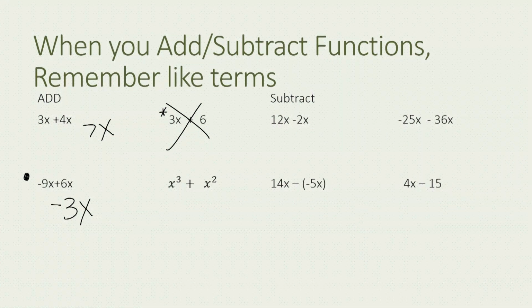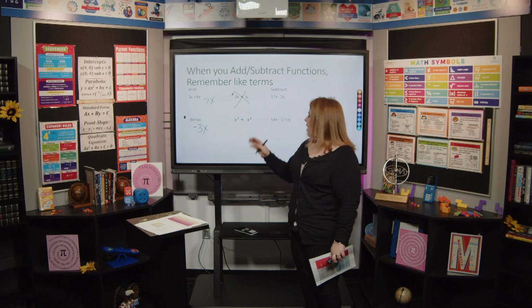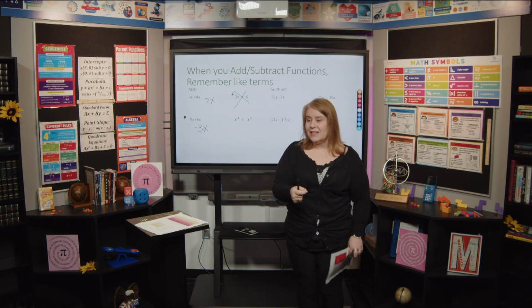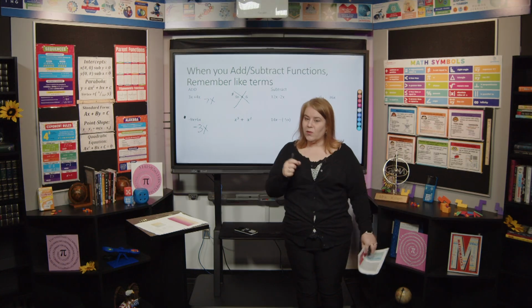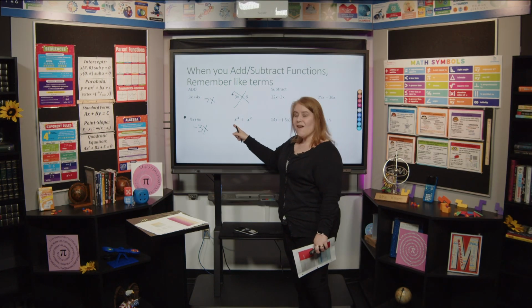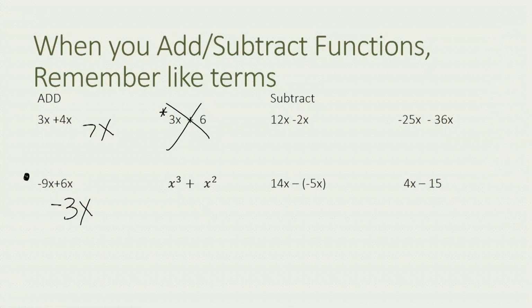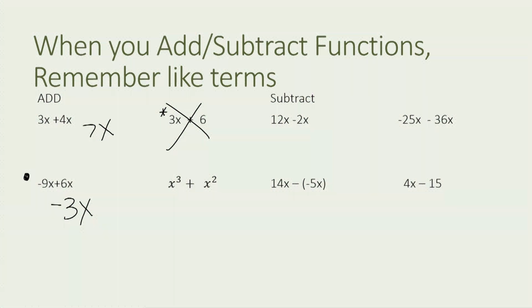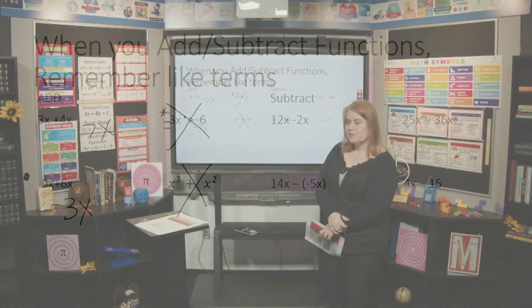That was some good discussion. I heard we've got the same variable, Ms. Killen, so we're good to go. But we're not. I have my same variable, yes, but x to the third and x to the second. If I have different exponents, I cannot put them together. They're not like terms. So those I cannot put together.